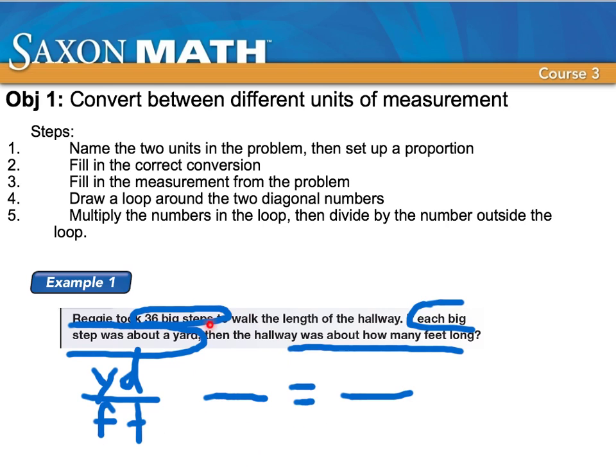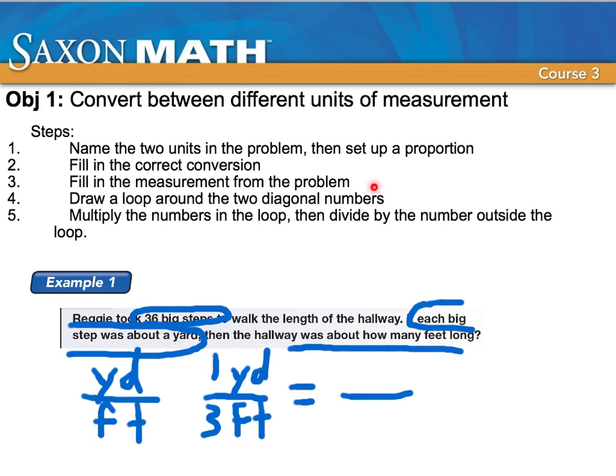Now on this side of the proportion, on the left here, we need to fill in the correct conversion. Well, we need to know how many feet are in a yard, or how many yards are in a foot. So think about that. How many feet are in 1 yard? And we should know that 1 yard is equal to 3 feet. Okay, so that's step 2 right here. Fill in the correct conversion. That's what this is. 1 yard is the same as 3 feet.